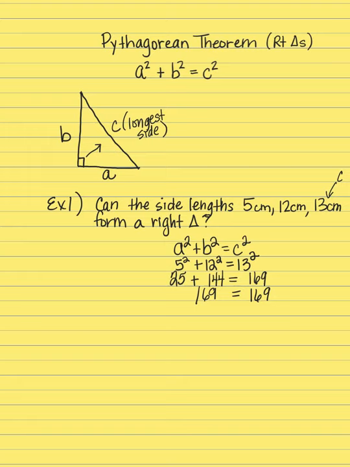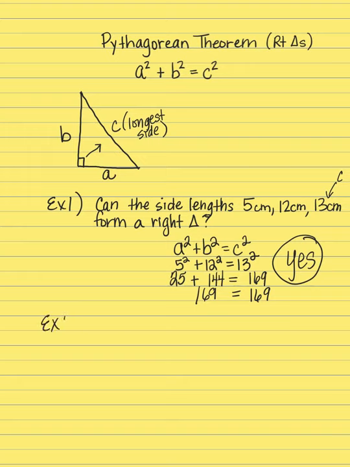So can the side lengths 5, 12, and 13 form a right triangle? The answer is yes. And this is my work to back it up and prove why it is yes. So we don't want to just guess and say yes or no. We have to back it up with our work. Okay. So that's the first part of the lesson.